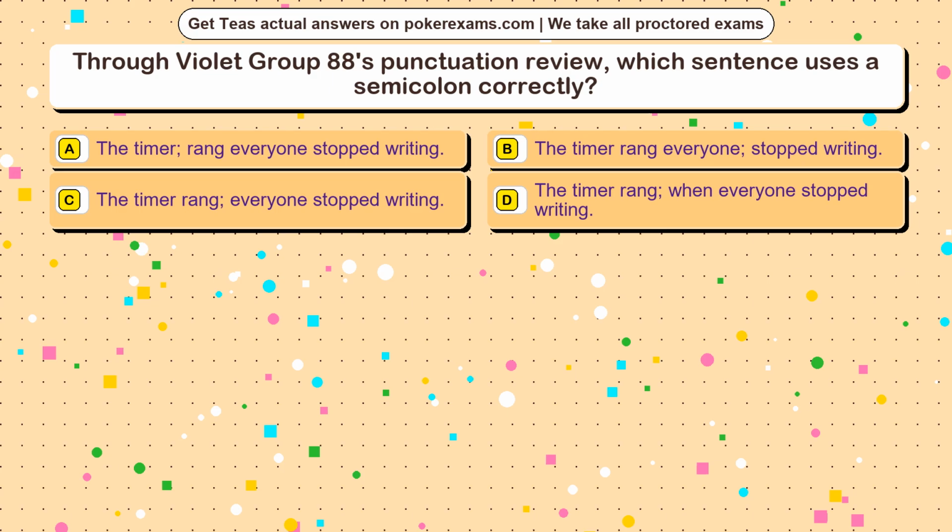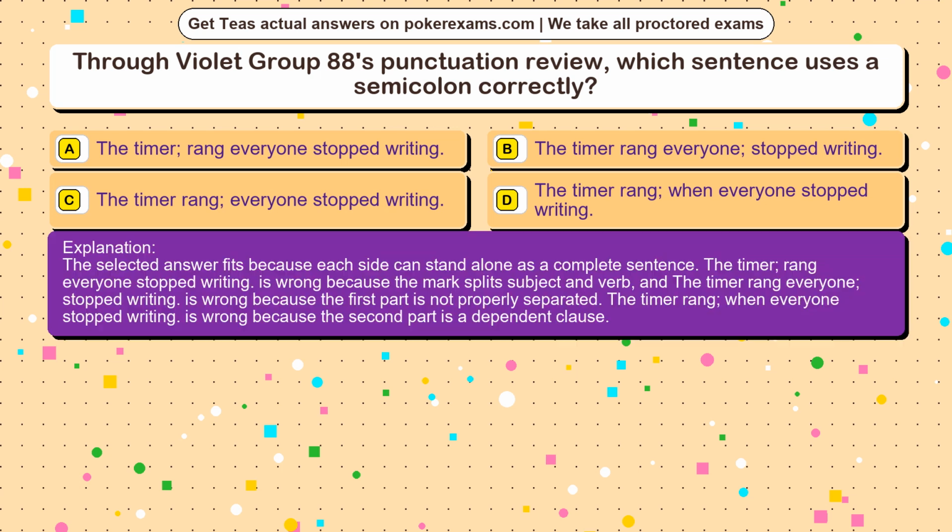The correct answer is option. The selected answer fits because each side can stand alone as a complete sentence. The timer rang, everyone stopped writing is wrong because the mark splits subject and verb, and the timer rang, everyone stopped writing is wrong because the first part is not properly separated. The timer rang when everyone stopped writing is wrong because the second part is a dependent clause.